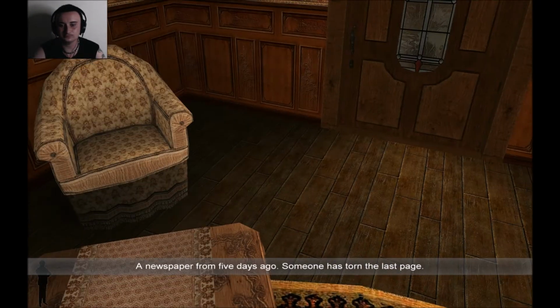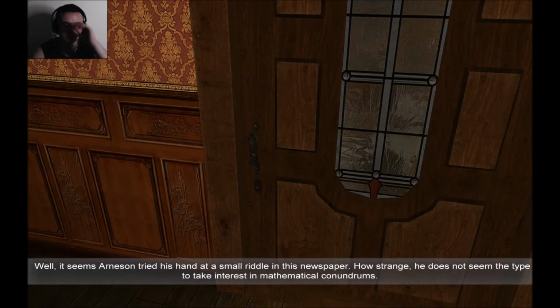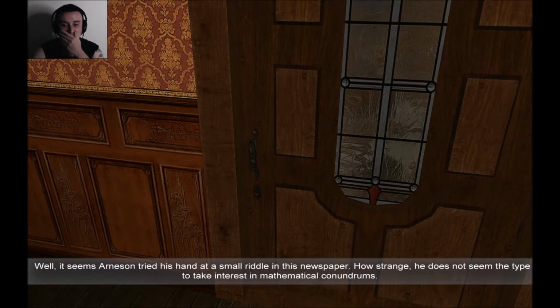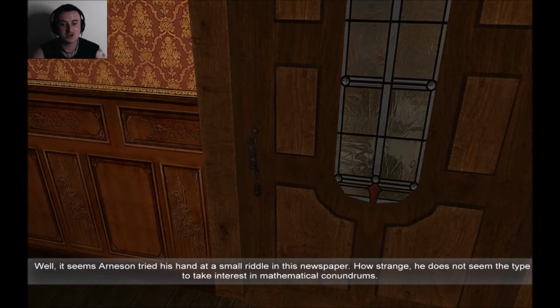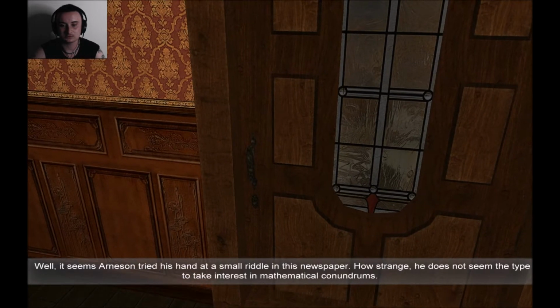A newspaper from 5 days ago. Someone has torn the last page. Well, it seems Arnson tried his hand at a small riddle in this newspaper. How strange. He does not seem the type to take interest in mathematical conundrums.